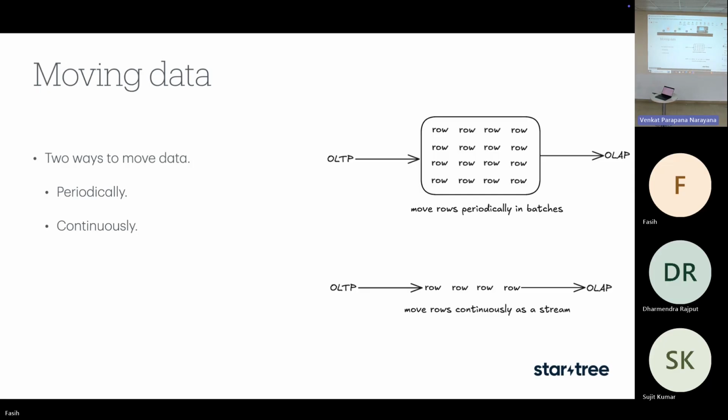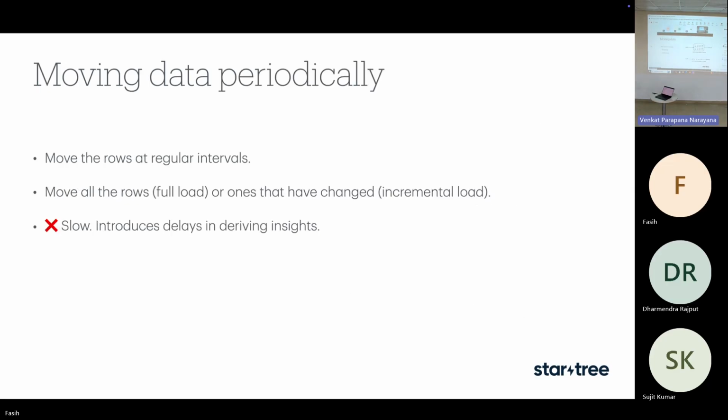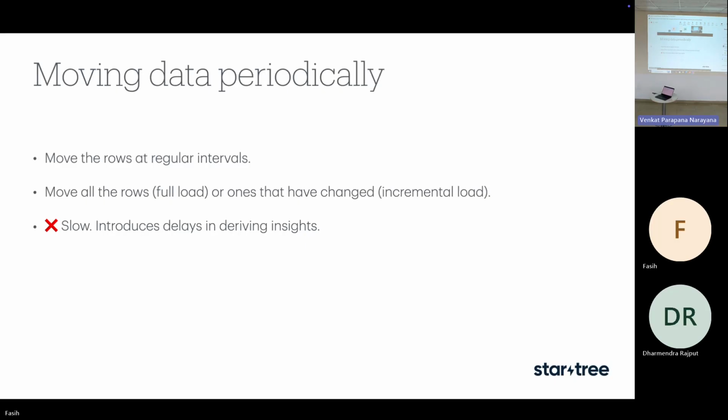We'll start with the first one, which is how to move data periodically. So when you move data periodically, you move data at regular intervals, right? 1 hour, 6 hours, once a day. This is classic ETL, but it's slow. It introduces delays, and there are a couple of ways you can do this. You can either move all of your data every single time you want to load this into your OLAP store, or you can only move the data that has changed. Okay, so that is the classical ETL method.